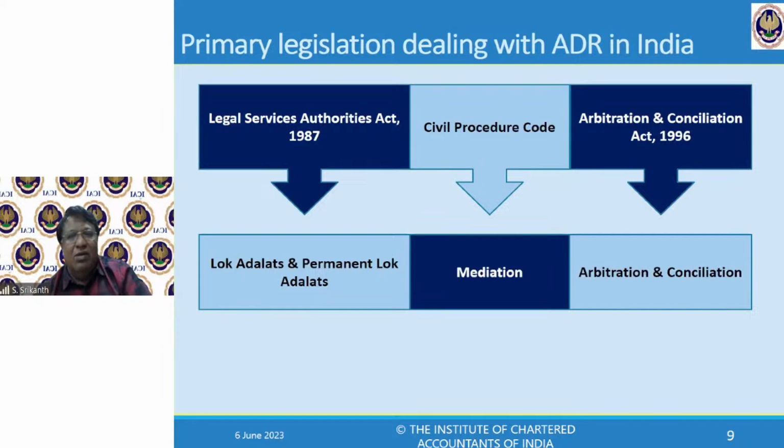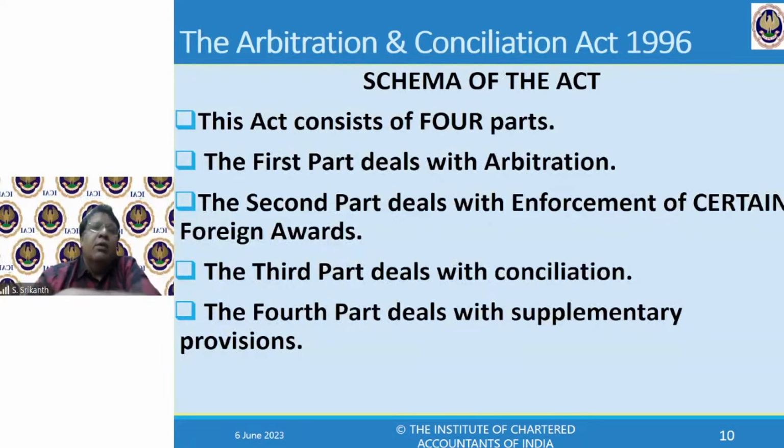Okay. Now, then of course you have the Arbitration and Conciliation Act, 1996, which facilitates arbitration and conciliation. That is the subject of today's session. So the Arbitration and Conciliation Act, 1996. The act consists of 4 parts. First part deals with arbitration, your domestic arbitration, and international arbitration also. Second part deals with enforcement of certain foreign awards.